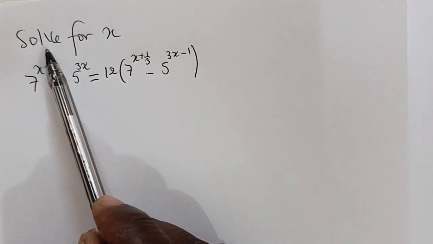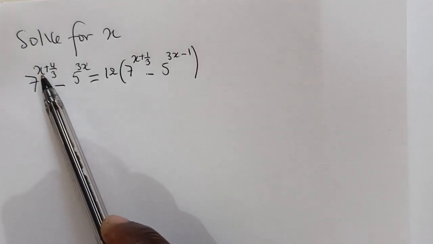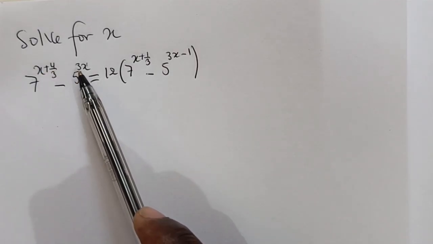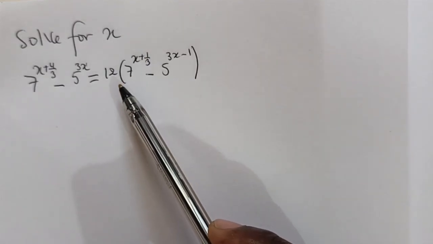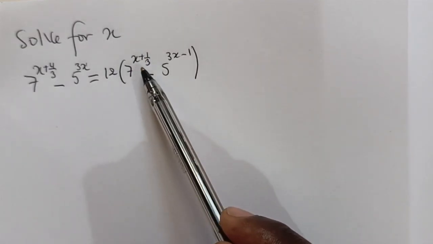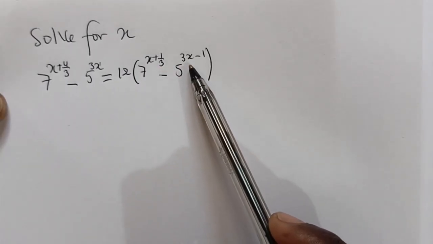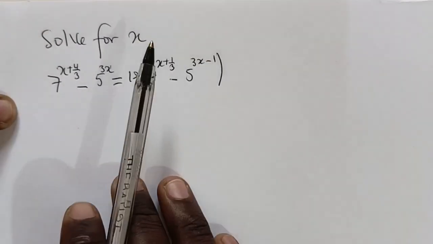Now we have the question to solve for x. We have 7 raised to x plus 4 over 3 minus 5 raised to 3x, which is equal to 12 into 7 raised to x plus 1 over 3 minus 5 raised to 3x minus 1.